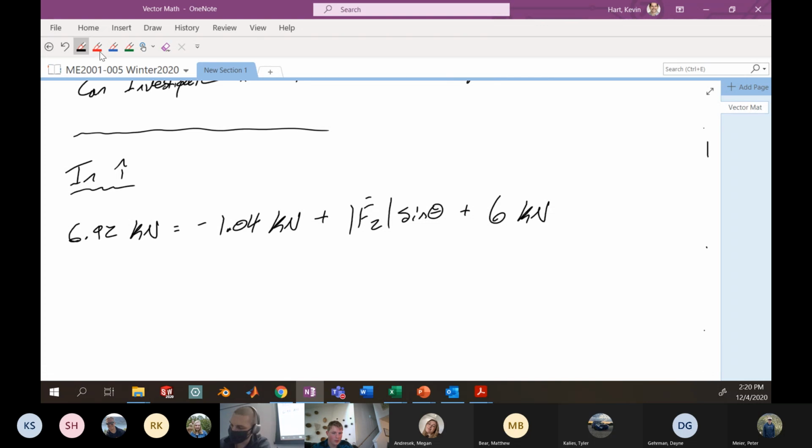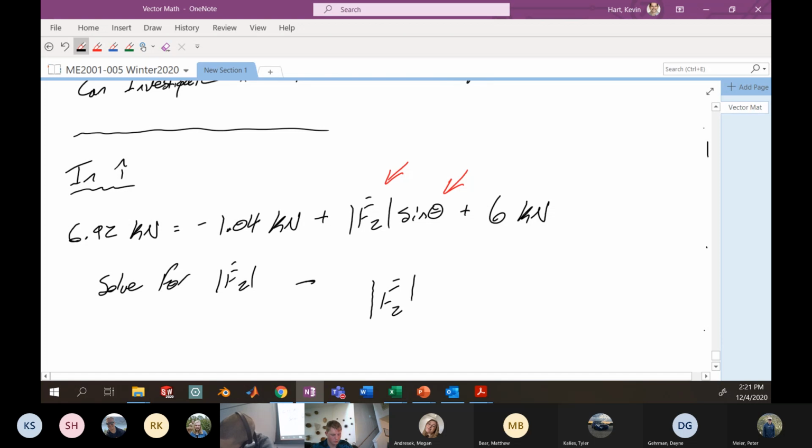So I still have two unknowns in this problem: the magnitude of the vector F2 and also the angle theta. But I could draw this down a little bit to make my life easier. Let's solve for the magnitude of F2. You'll get that the magnitude of F2 in terms of the angle theta is going to be something like 1.96 divided by the sine of theta. Let's call this equation star. We're going to have to come back to this.